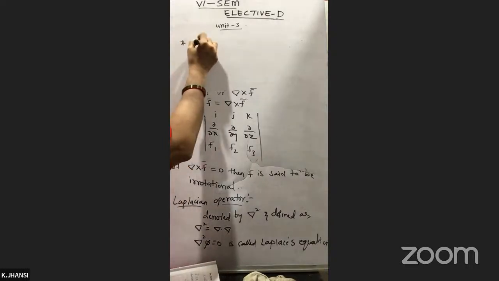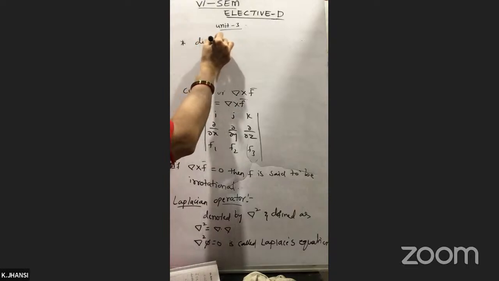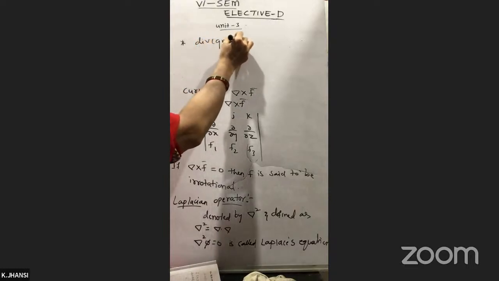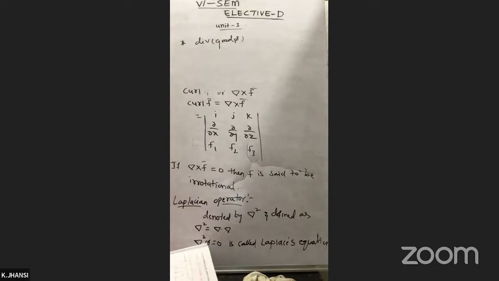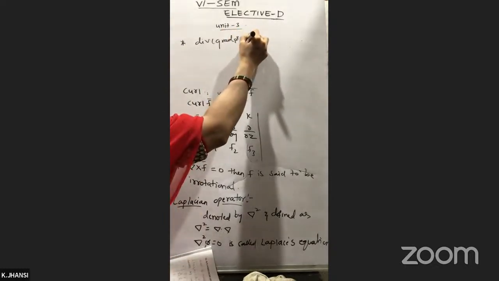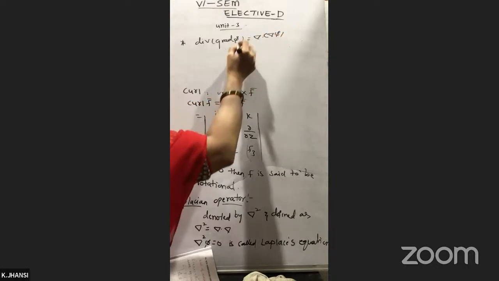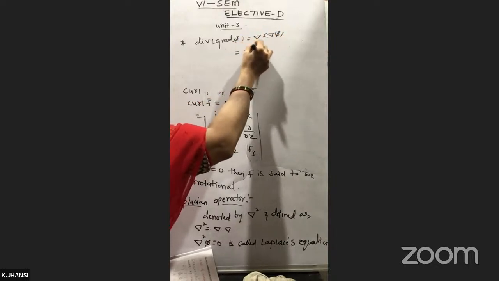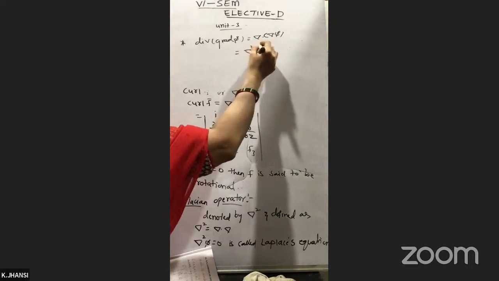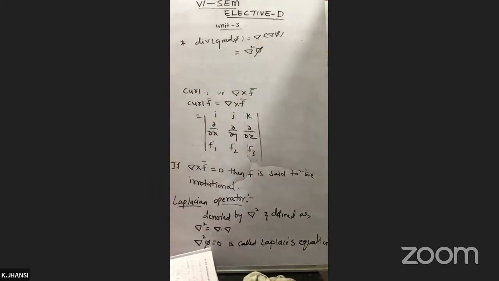Third one is divergence of grad of phi is equal to del dot del phi. So it is equal to del square phi. We can define del square phi as the divergence of the gradient of phi.